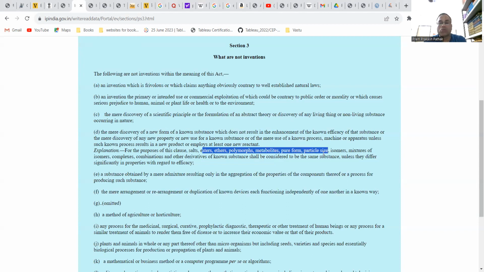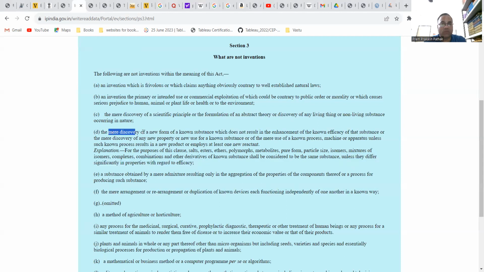You cannot say that because of these nanoparticles or less than nanoparticles I have found, or isomers, mixtures of isomers, complexes, combinations or other derivatives of a known substance shall be considered to be the same substance unless they differ significantly in properties with regard to efficacy. So this is the key point: unless they differ significantly in properties with regard to efficacy.